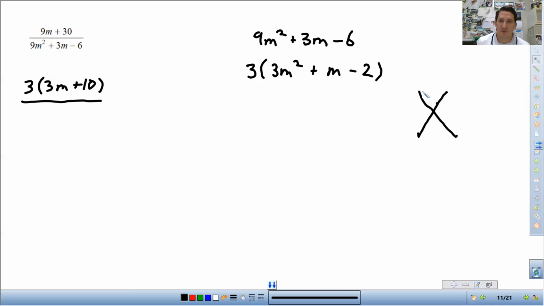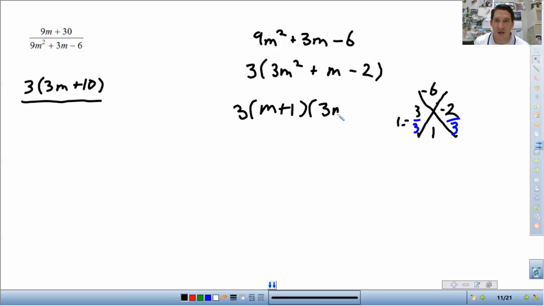So 3 times 2 is negative 6, 1 on the bottom. Factors of negative 6 that add to 1 are going to be positive 3 and negative 2. Don't forget, since we multiplied by 3 to get the top, we have to divide it back out. So this reduces to 1. My factors would be 3 times m plus 1 times 3m minus 2. So on the bottom, 3 times 3m plus 1 times 3m minus 2.